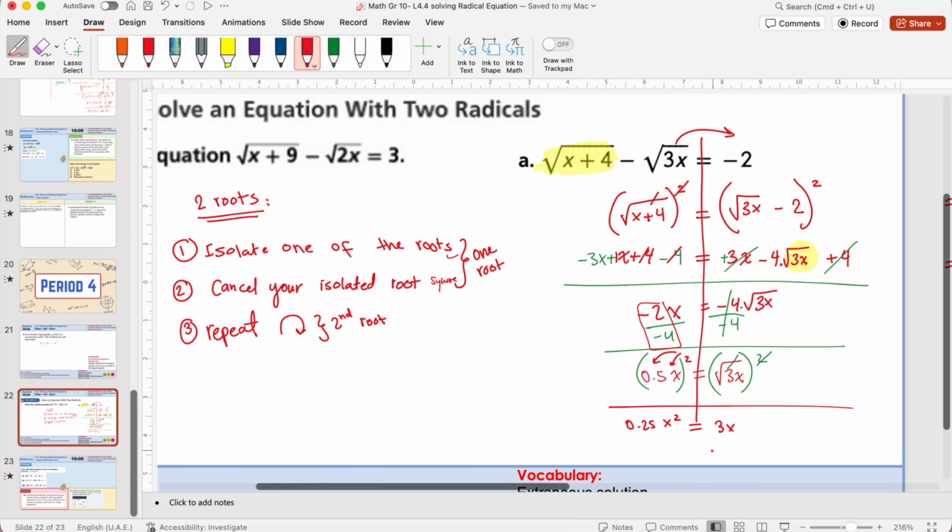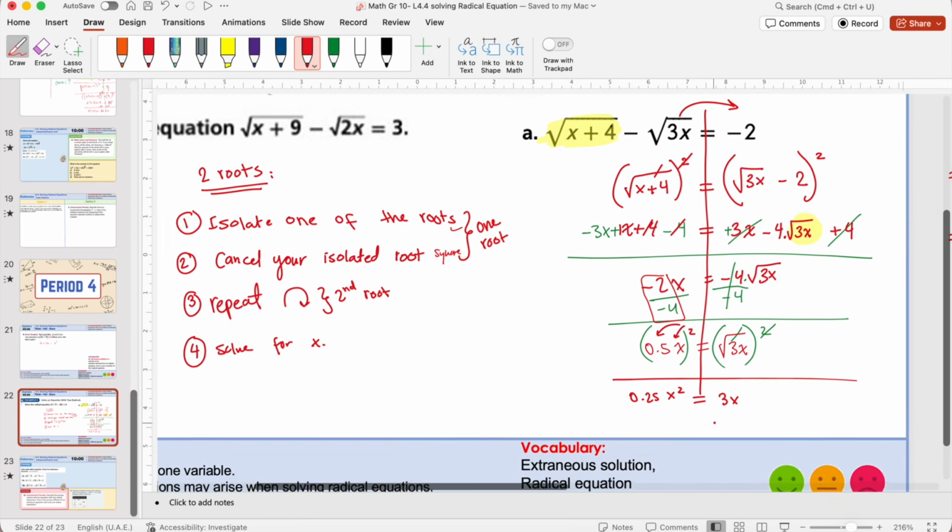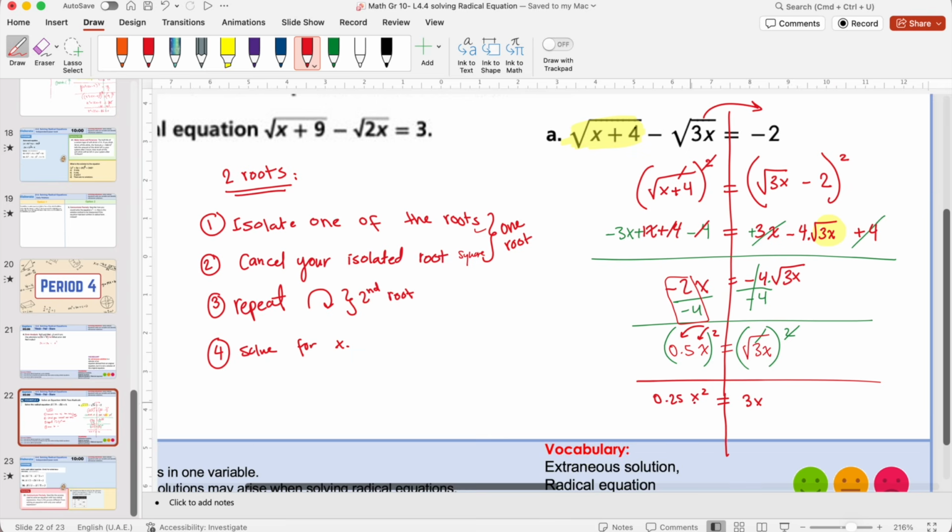We're not done yet. Once you are done with the previous two steps, which is what we did, cancelling all roots, step number 4 is solve for x. So I have this thing. Take everything to one side. So it's gonna be 0.25 x squared minus 3x equals 0.